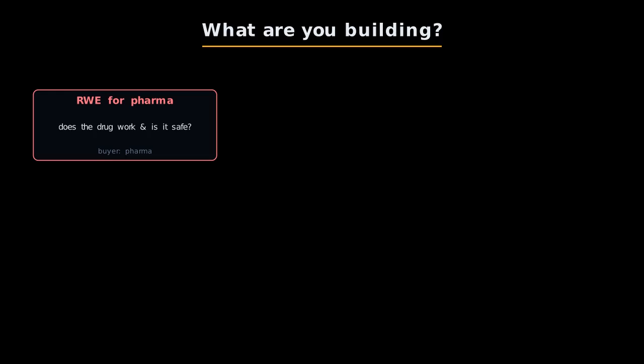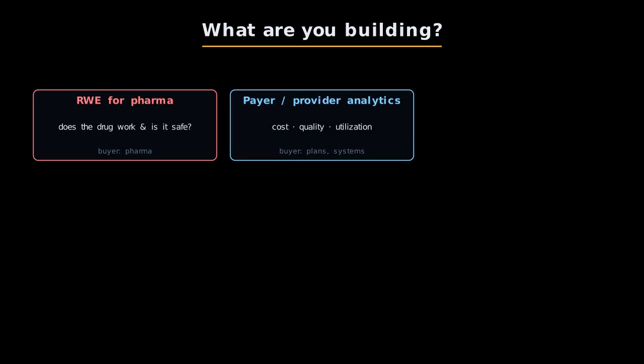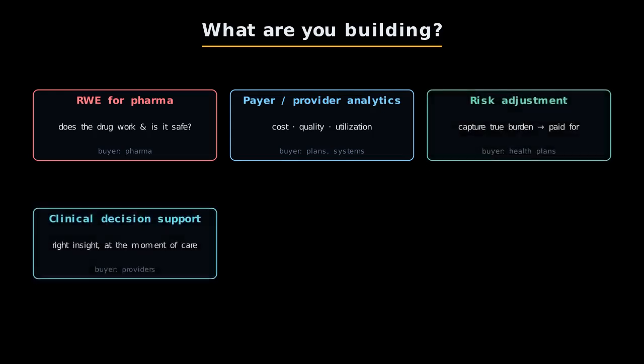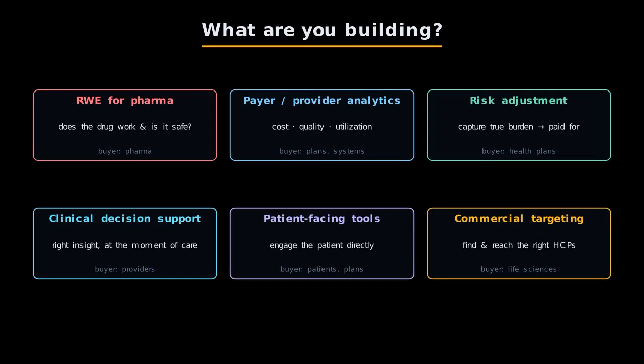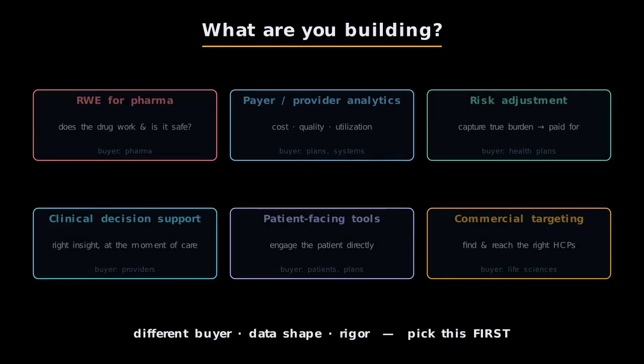Almost every patient data product is one of a handful of archetypes. Real-world evidence for pharma. Does this drug work and is it safe out in the real world? Payer and provider analytics, cost, quality, and utilization. Risk adjustment, making sure a member's true burden of illness is captured and paid for. Clinical decision support, putting the right insight in front of a clinician at the moment of care. Patient-facing tools, and commercial targeting for life sciences. Each archetype has a different buyer, a different data shape, and a different bar for rigor. So pick your archetype first, because it quietly decides every choice after it.